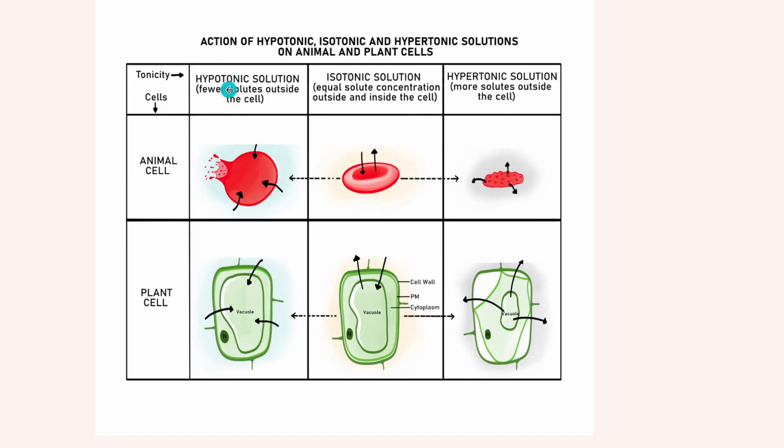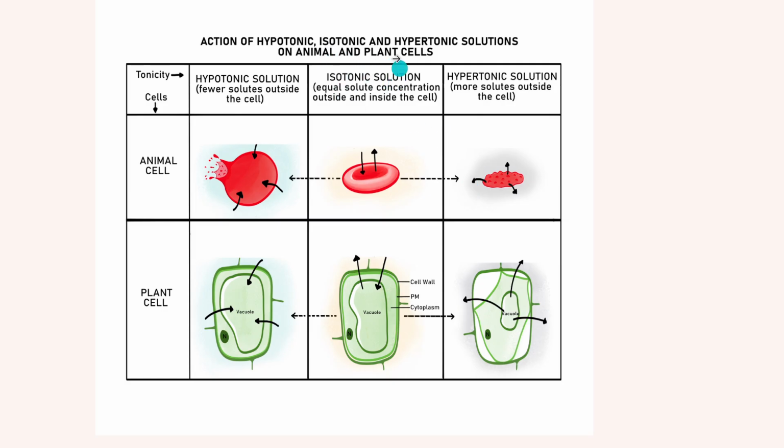A solution with more solute particles is referred to as hypertonic. Sorry, this is hypotonic, this is hypertonic. More solute is hypertonic and less solute is hypotonic. So what will happen? Here it was getting swelled. So here the water will move out and the cell will shrink. Same in case of plants, the water will move out.